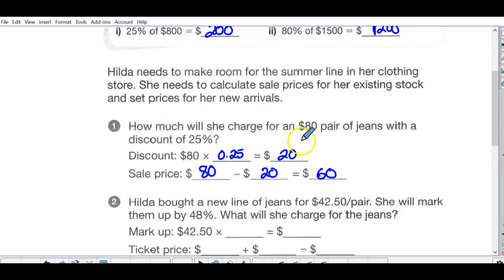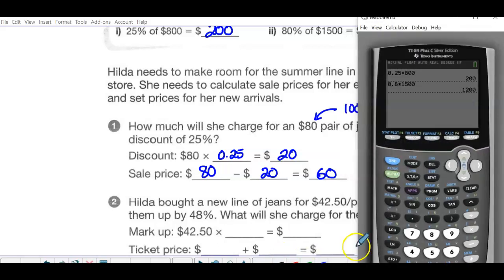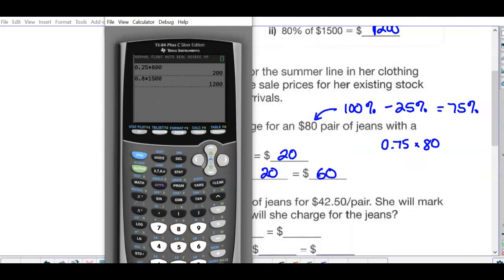Now, a little bit faster way of doing this is to think about this here is 100%. That's what the ticket price is for the pair of jeans. If a discount of 25% is taken off, then we're subtracting 25% of that price. So really what you're going to end up paying is 75%. So we can calculate right away what 75% of 80 is. And if you check it on your calculator, you should get the same, $60.